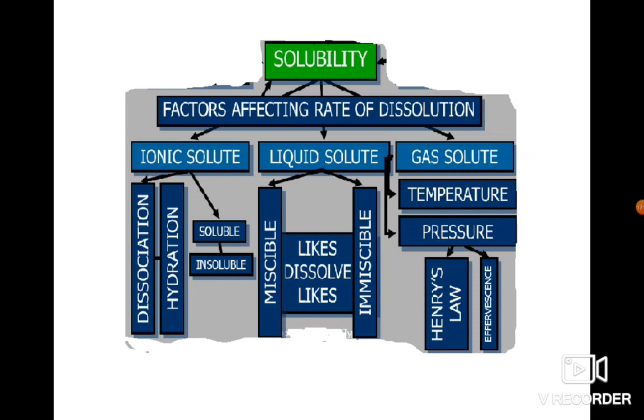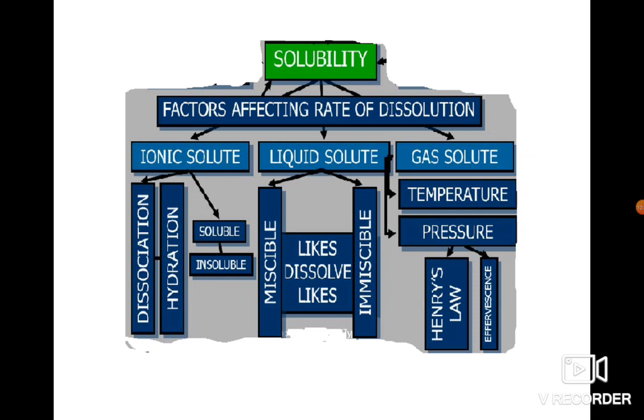If the solute is ionic, it will dissociate easily. For example, if you are taking sodium chloride, and if you are taking wax or paraffin or petrol, when you add sodium chloride into the water, it will dissolve easily. If you add petrol into the water, it will not dissolve. Why? Because sodium chloride is an ionic solute and dissociates into its ions, Na+ and Cl-. While petrol is a non-polar solute, it will not dissociate in water, so it will not be soluble.